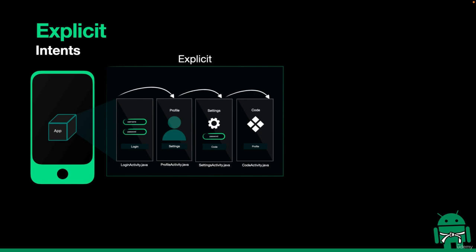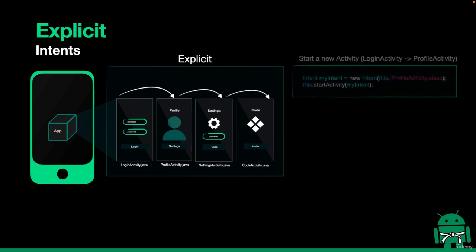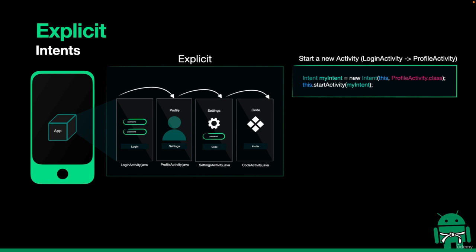And regarding real code, it looks like this one over here. So this is the code to start a new activity in our application. What we need to do is create a new intent object and we have to provide 2 parameters. The first one is our current context, the login activity, so our source. And the second parameter is simply just the destination address. In this case, it's the profile activity class.